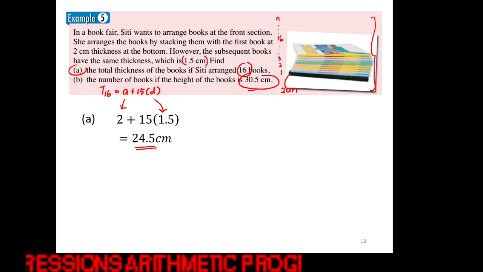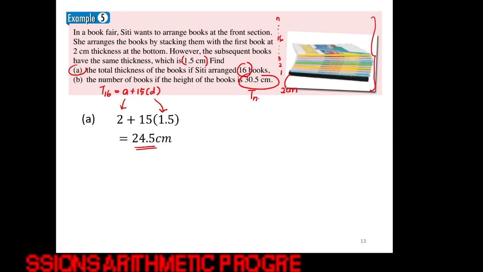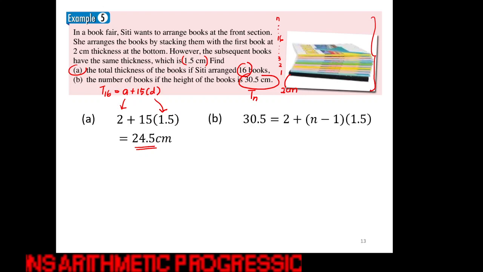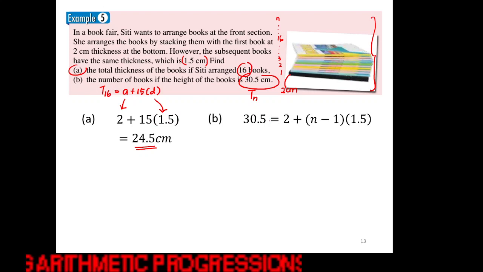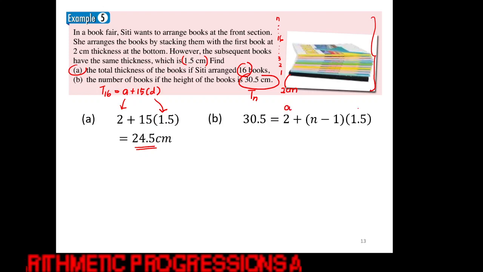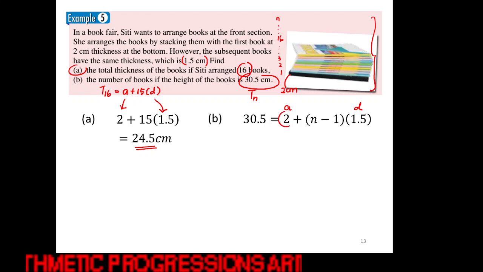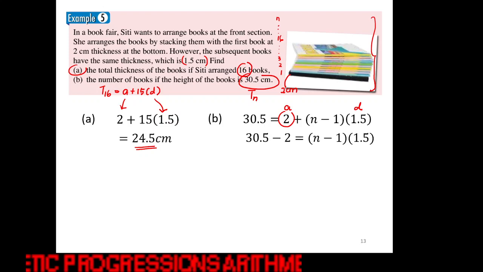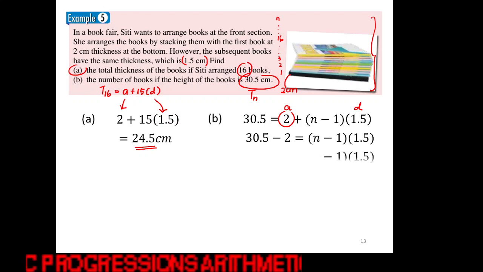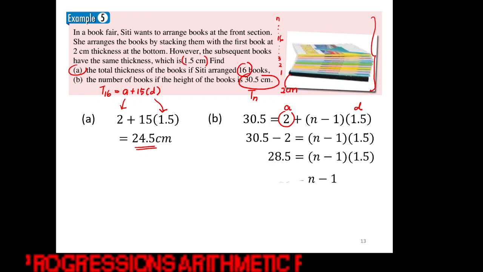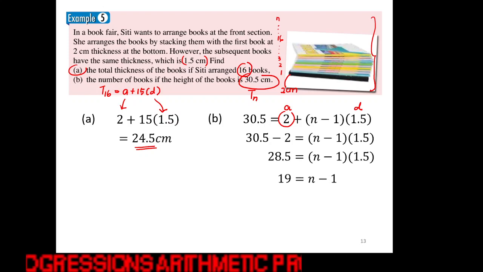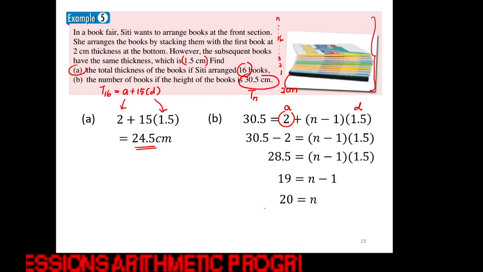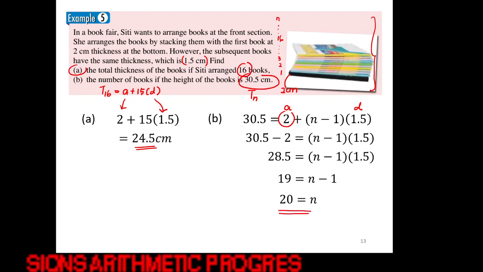Okay, so this thickness is referring to Tn. So Tn is equal to A plus n minus 1 times D. Alright, so this is the A, this is the D. Again, we have to perform this calculation first, whereby we have 30.5 minus 2, and the answer will be divided by 1.5. Alright, in order to find the n, we have to plus 1 to 19. So the final answer is 20.